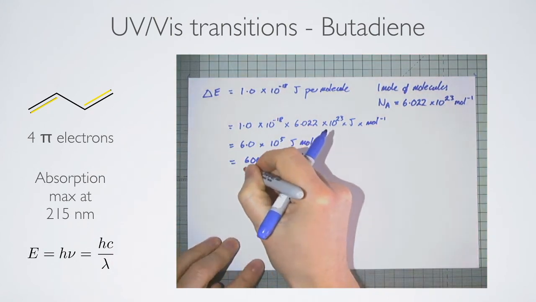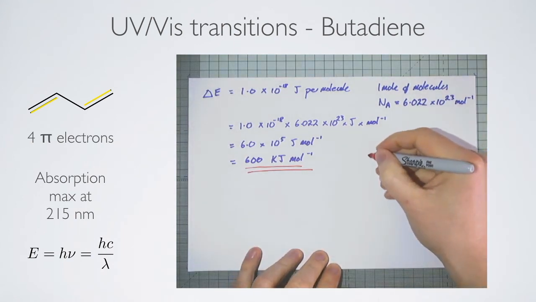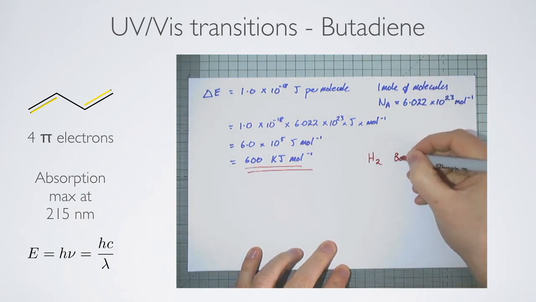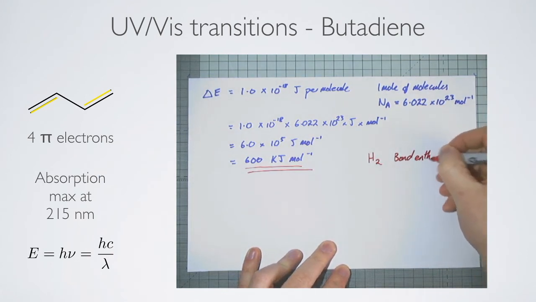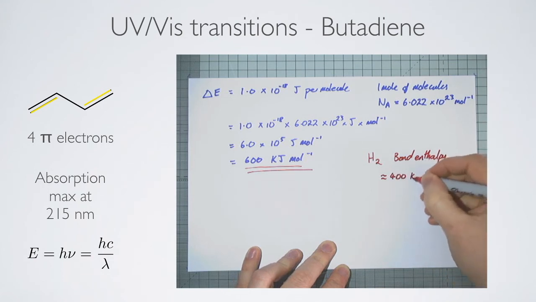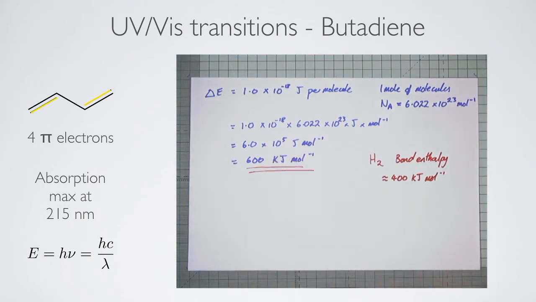Now hopefully this allows you to see it in the context of a bond enthalpy. So if we think about hydrogen, the hydrogen molecule bond enthalpy is around about 400 kilojoules per mole. So you can see that this ultraviolet radiation, this 215 nanometers, which carries 600 kilojoules per mole, would be more than enough to break a hydrogen-hydrogen molecular bond.